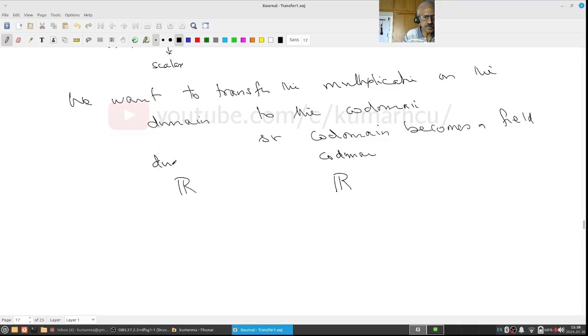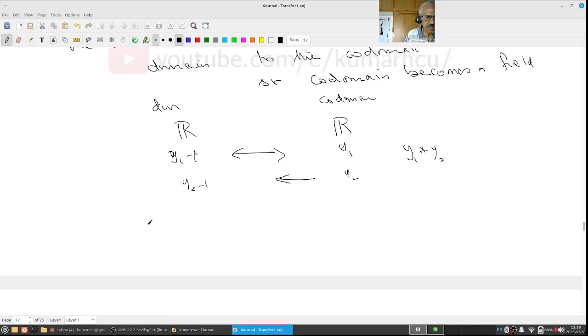Start with y1 and y2. I want to define multiplication y1 star y2. How do I do that? Notice that this is not scalar multiplication, this is a different notation. Okay, y1 corresponds to y1 minus 1 and y2 corresponds to y2 minus 1. Therefore, what is the recipe? Do the multiplication here, that is y1 minus 1 into y2 minus 1, which is y1 y2 minus y1 minus y2 plus 1.